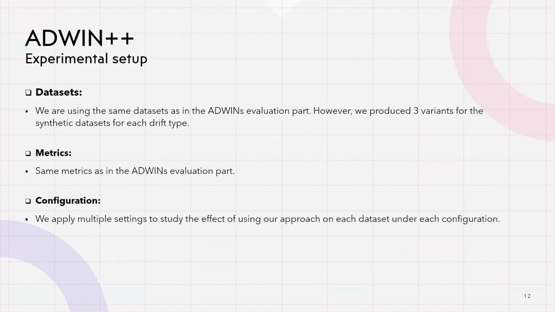So for our experimental setup, we use the same as our first evaluation of ADWIN. In addition, we add more datasets which present some variants of the synthetic dataset to see the behavior of our new ADWIN on different states of streams. And for the configuration, ADWIN plus has 5 parameters to assign, so we have different configurations.